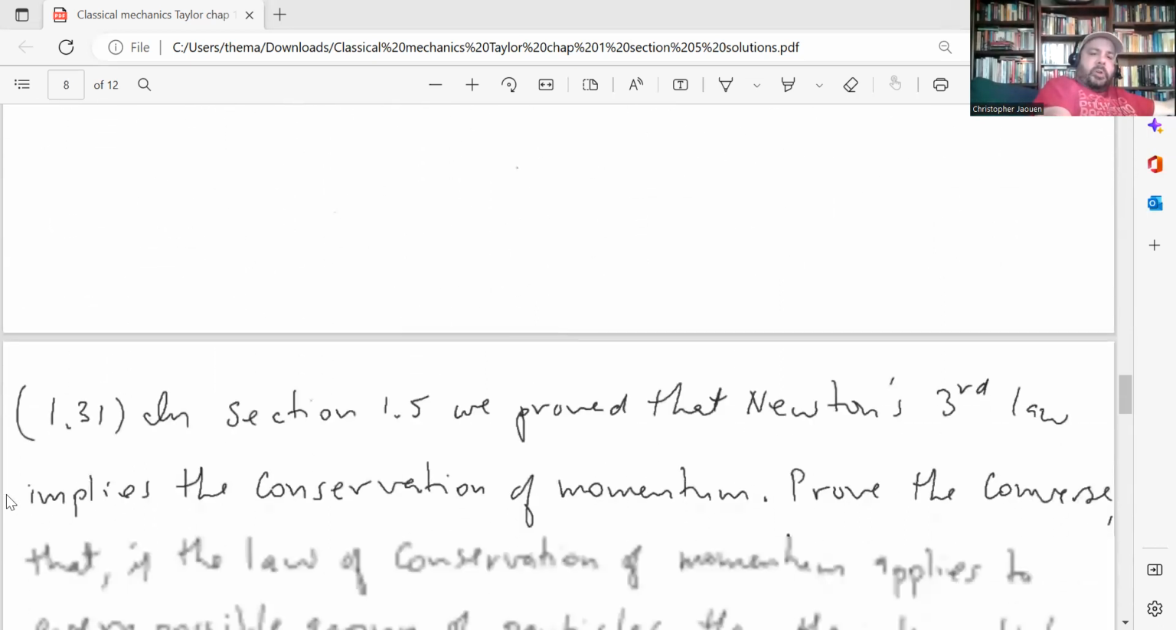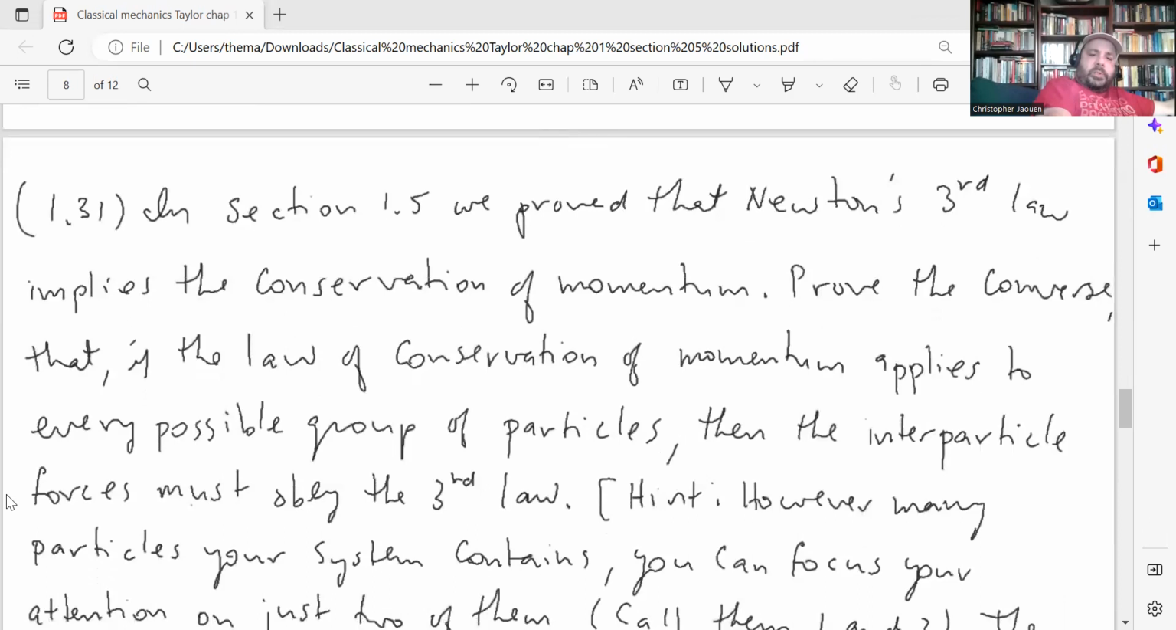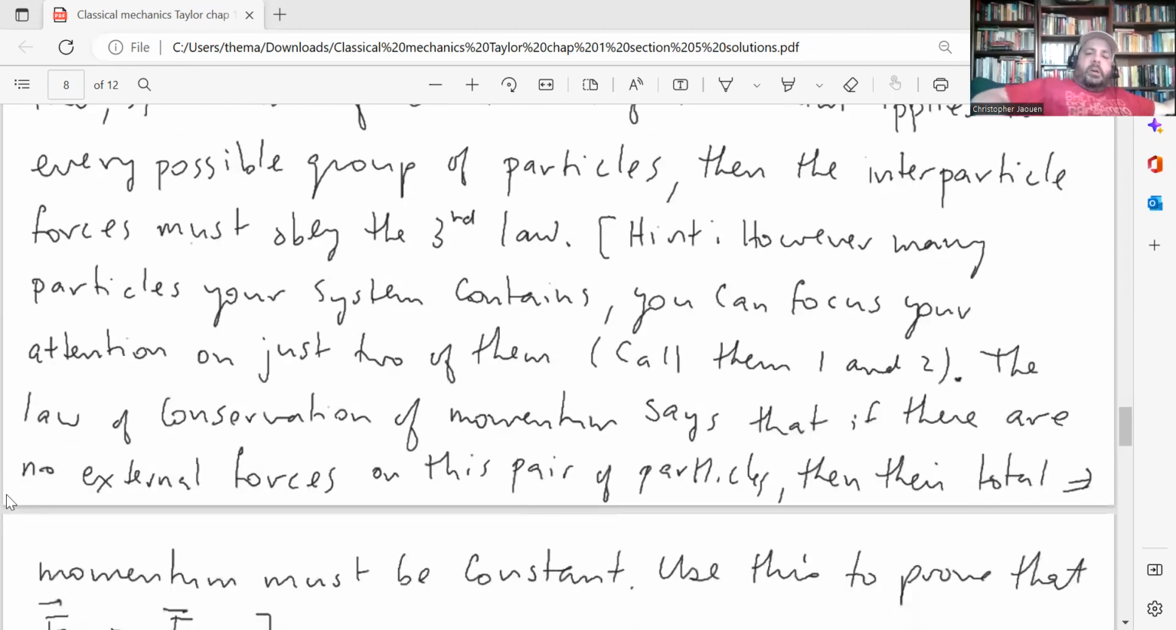Okay, that's 130. Let's see, 131 says: in section 1.5, we proved that Newton's third law implies the conservation of momentum. Prove the converse, that if the law of conservation of momentum applies to every possible group of particles, then the interparticle forces must obey the third law, right? And he gives a hint on how to do this.